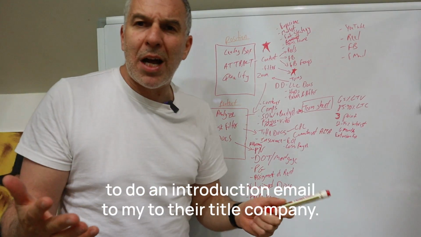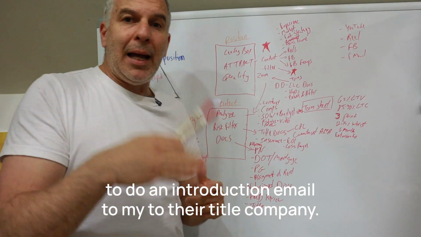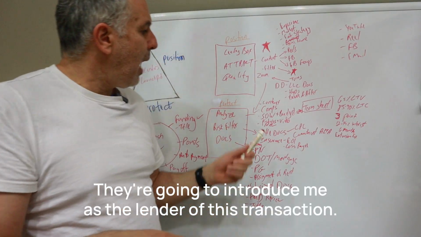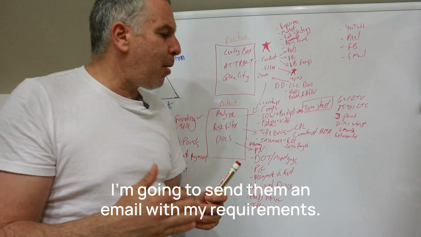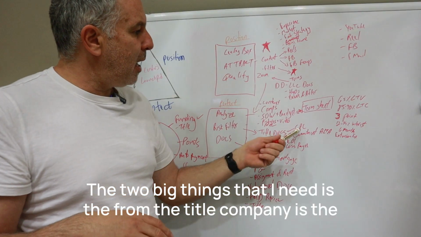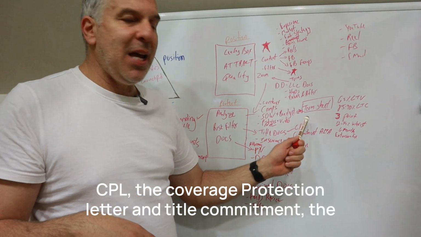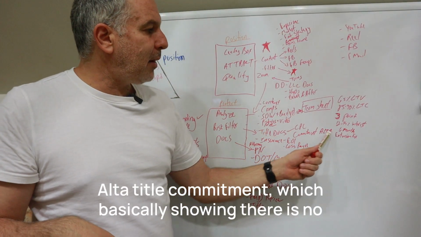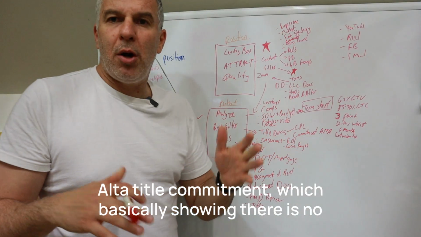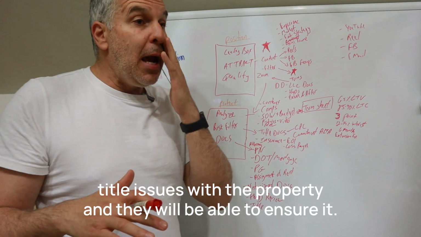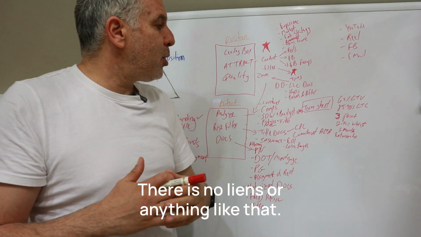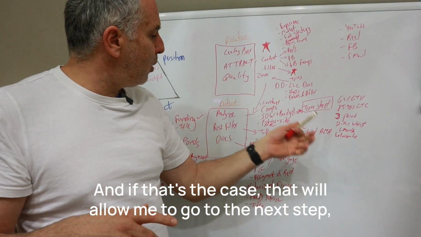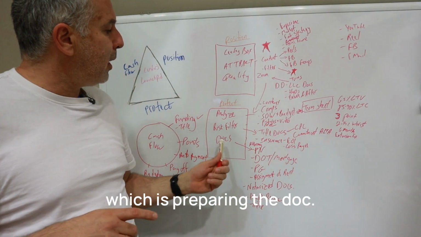Basically, they're going to do an introduction email to their title company. They're going to introduce me as the lender of this transaction. I'm going to send them an email with my requirements. The two big things that I need from the title company are the CPL, the coverage protection letter, and the ALTA title commitment, which basically shows there are no title issues with the property, and they will be able to insure it. There are no liens or anything like that. And if that's the case, that will allow me to go to the next step, which is preparing the docs.